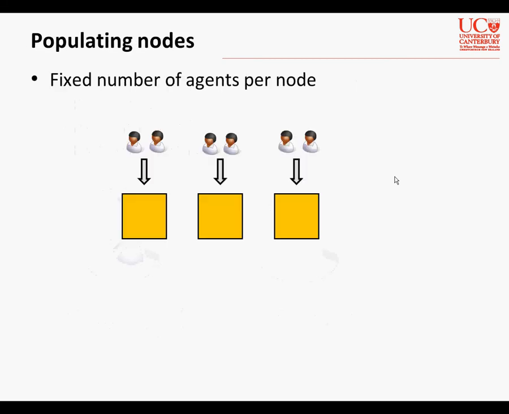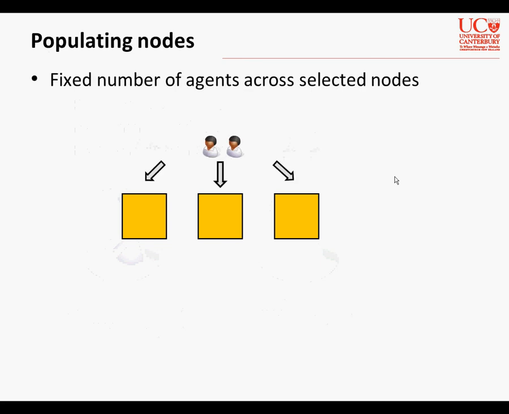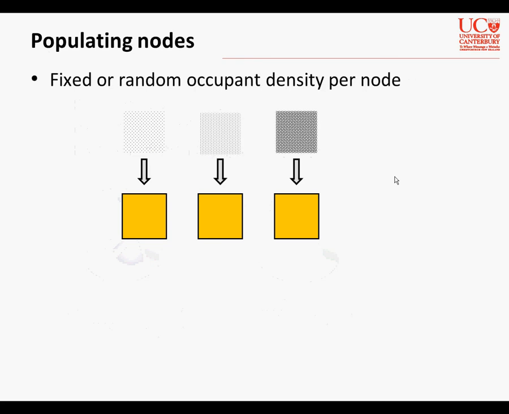In terms of populating the spaces, we can apply a fixed number of agents per node. We can apply a random number of agents per node. We can apply a fixed number of agents and then distribute those over 2 or more nodes of interest. Similarly, we can have a random number of agents distributed over 2 or more nodes. Or we might use a fixed or random occupant density per node.